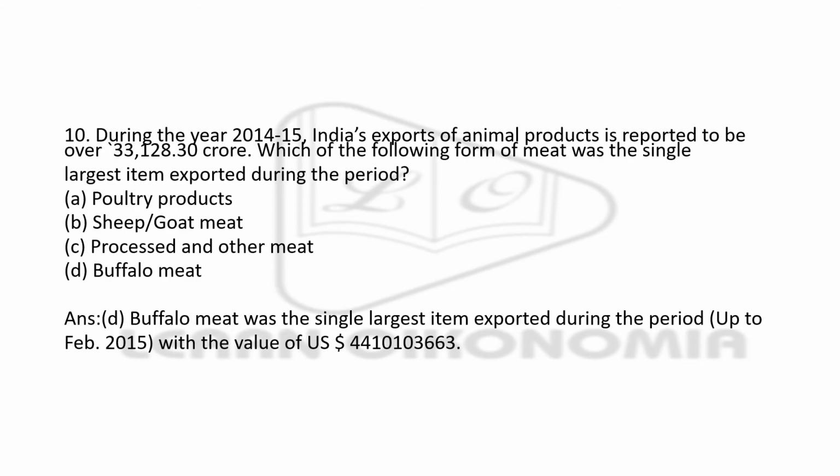Next, during the year 2014-15, India's exports of animal products is reported to be over 3 lakh 31,000, 33,128.30 crore. Which of the following form of meat was the single largest export item? Was it poultry products? Was it sheep or goat? Was it processed other meat or buffalo meat? The right answer is option D, that is the buffalo meat, which had a single largest item which was exported, and it was contributing a lot to the India's income from foreign countries.